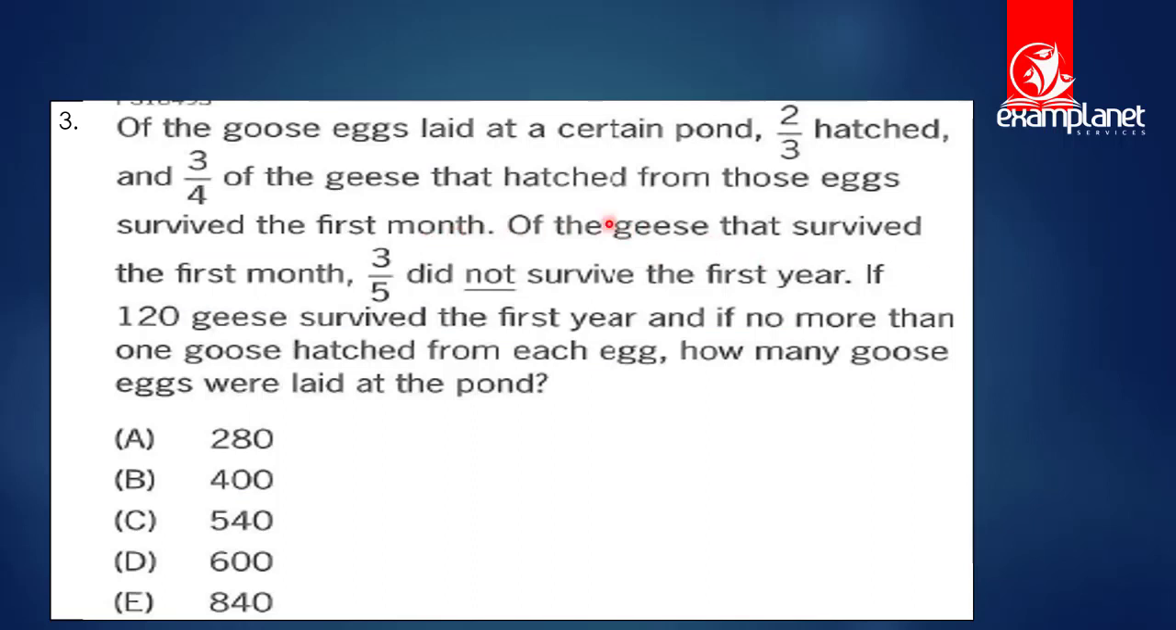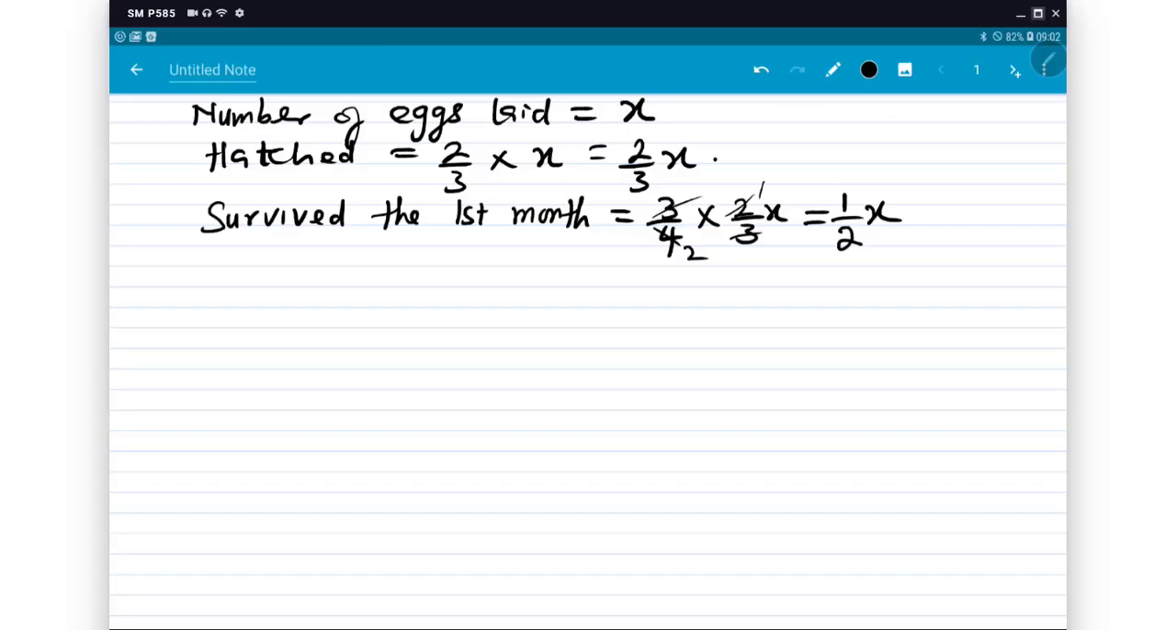Now, of the geese that survived the first month, can you see that? Of the geese that survived the first month, 3 over 5 did not survive the first year. So what does that mean in terms of our x? It means, so of this half x that survived the first month, now 3 over 5 did not survive the first year. So let me put it like this: did not survive the first year.